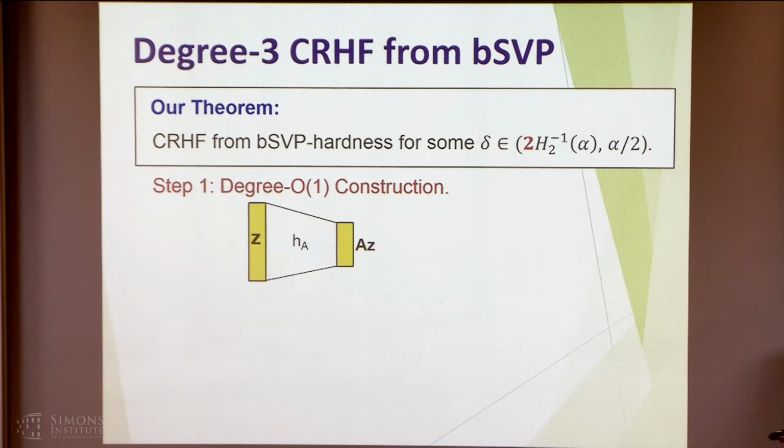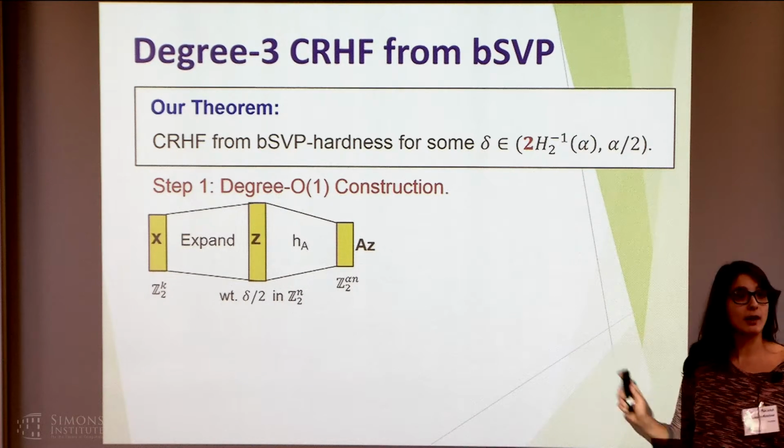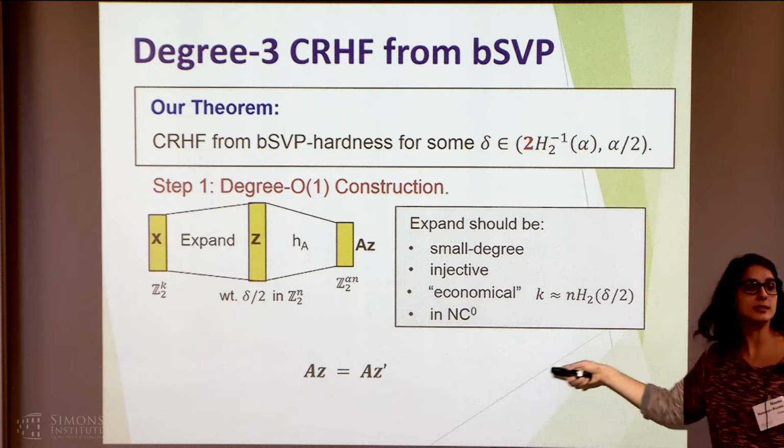So luckily, we can't expand blankets, but we can expand vectors. And we expand it in a way that guarantees that the expanded vector has relative Hamming weight half delta. We want the expansion to have, obviously, small degree. We want it to be injective and economical because we need to shrink it after. We also want this expand to be in NC0, but this is for the next step that I'm not going to discuss.